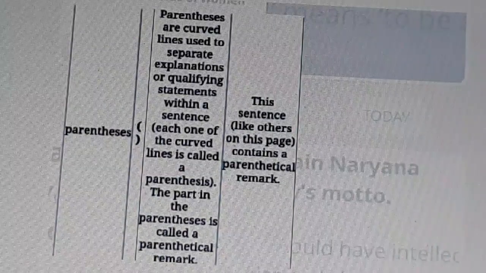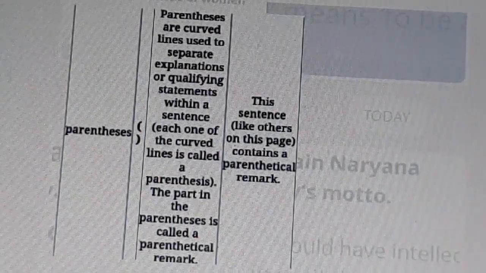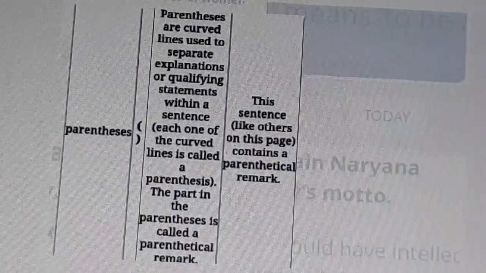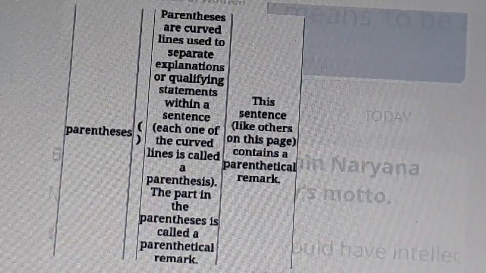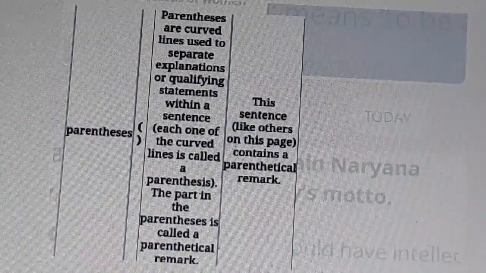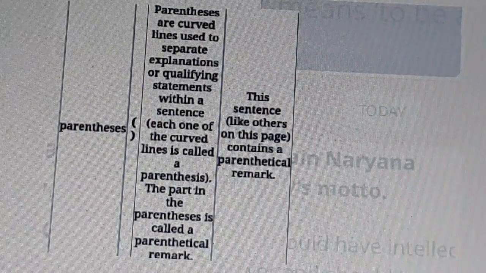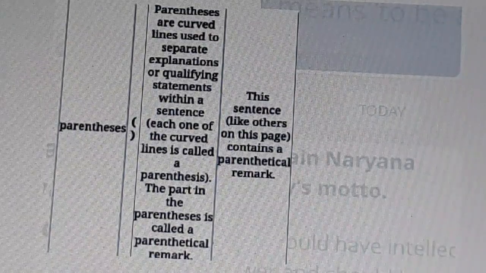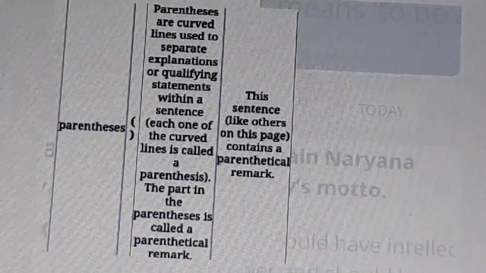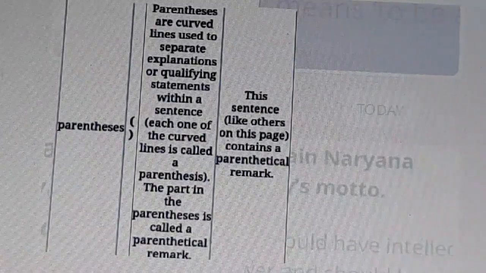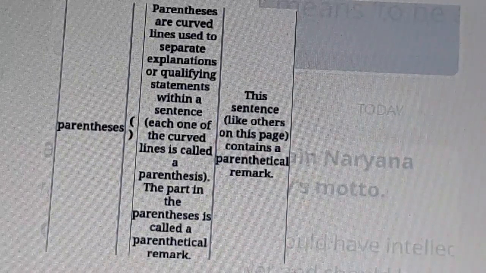Parentheses are curved lines used to separate explanations or qualifying statements within a sentence. Each one of the curved lines is called a parenthesis. Parenthesis is singular, SIS for singular, SES for plural. The part in the parenthesis is called a parenthetical remark.